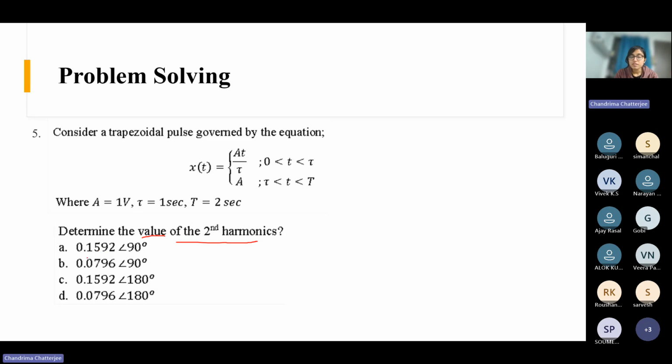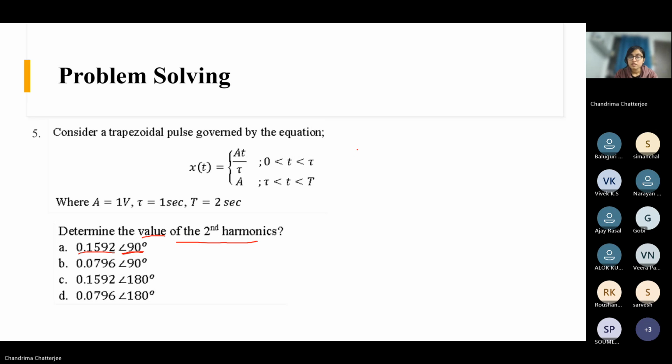any harmonic, there are two parts. There is the magnitude and then there is the phase angle. So there are always two parts. If they specifically say magnitude, then you will have to only find out the magnitude. And if they say phase angle, then you will have to find the phase angle. And if just the value of the harmonic, then both of them, magnitude as well as the phase angle.